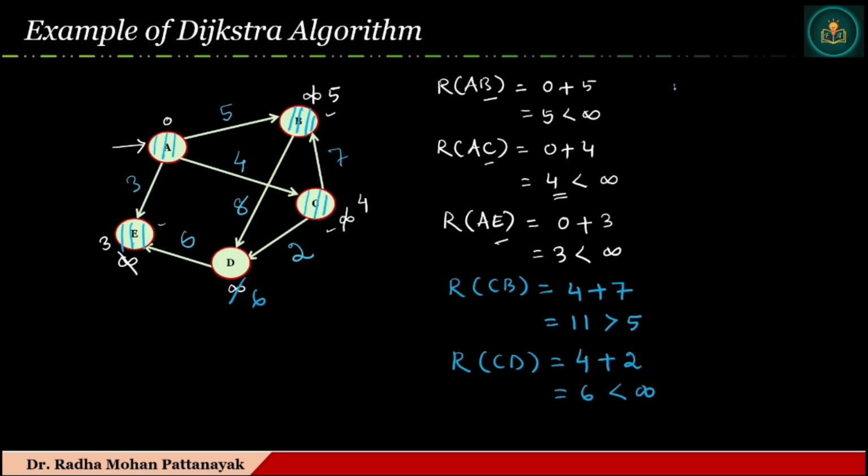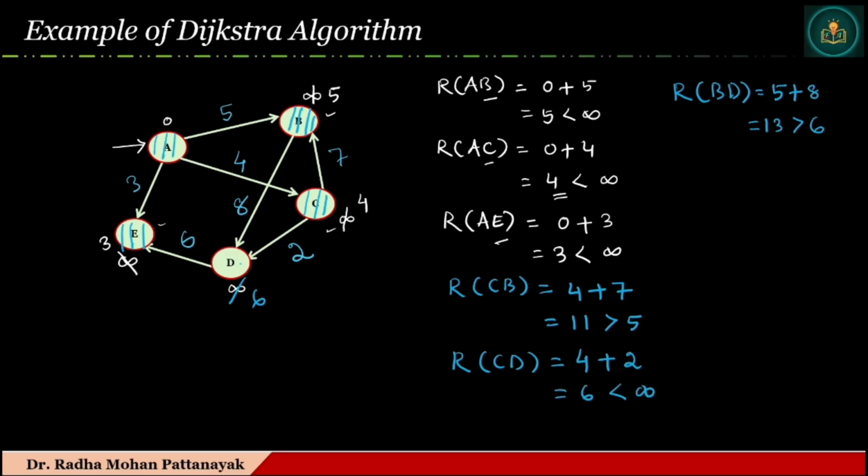Clear? So RBD equals cost of B, that is 5, plus the BD edge cost, that is 8. 5 plus 8, 13, which is greater than 6. What is 6? The existing cost of D. Means here after applying relaxation, the new cost of D becomes 13, which is more than the existing cost. We should not update the existing cost of D here and we will keep the D cost as 6 only. Clear?